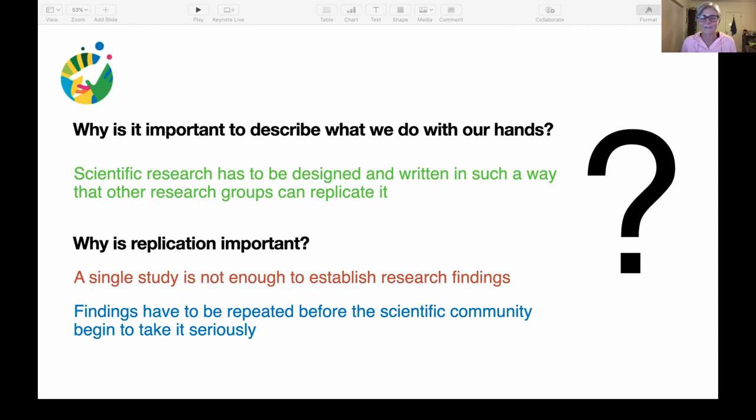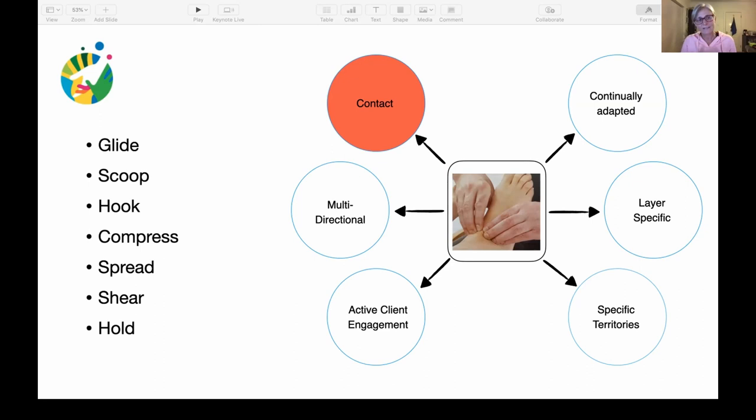So keeping this in mind, we then moved on to, well, how do we describe what we do with our hands? Looking at contact first, here's a list that you all might be familiar with. Our hands glide, they hook, they compress, they hold. We do numerous things with our hands, and of course, at the same time, all of these other key elements are at play. But alone, these terms mean nothing. So for more context, we expanded our view and tried to identify more specific actions of our hands, how and where we work.